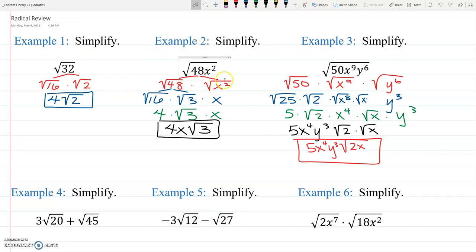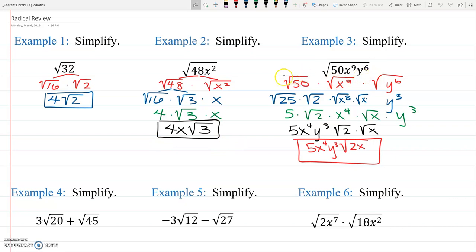All right, example 2. All we added was a variable in there, x squared. X squared was a perfect square, though, because x times itself equals x squared. So this perfect square of x squared just turned into an x with no house. Over here with my 48, I did the same thing as example 1. I broke it up into 16 and 3, so my 16 turned into a whole number 4. And the other thing we talked about is houses move to the back, non-houses move to the front. So there was our example 2.